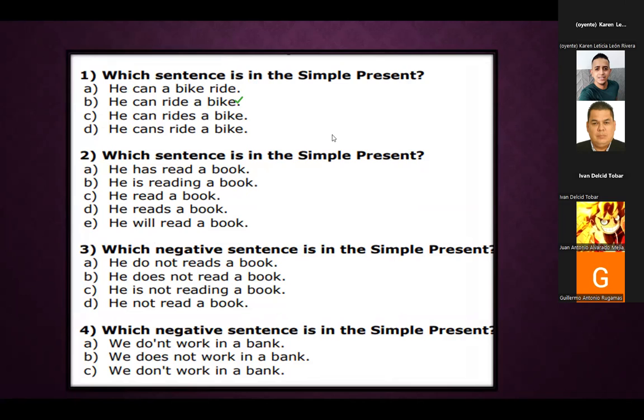Okay, which sentence is in the simple present? About, let me see, Miss Concepcion, please. Number two. He is reading a book. He's reading a book. Okay. She's reading a book. But that is continuous. Letter C, no, porque le hace falta la letra S al verbo, porque estamos utilizando el he. El he's reading, no, porque este es presente continuo. Estamos buscando el presente simple. En este caso es letter D.